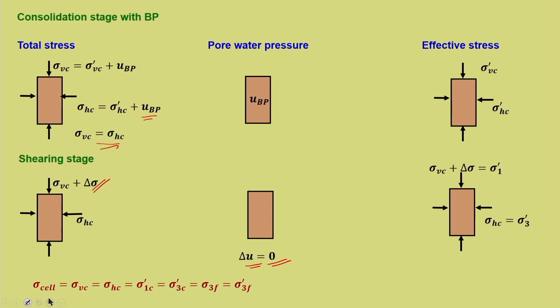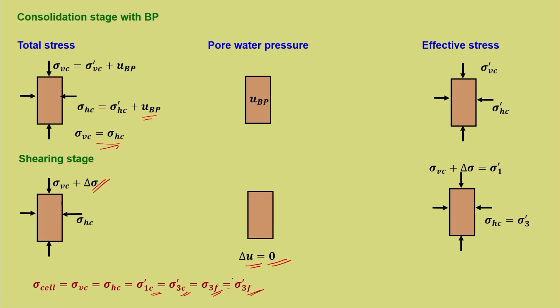And here we have sigma cell equal to sigma Vc equal to sigma Hc, which is equal to sigma 1 dash C, that is only for confinement, okay. C stands for confinement, which is equal to sigma 3 dash C equal to sigma 3 F equal to sigma 3 dash F. Please note here it is equal. Why? Because in the shearing stage there is no pore pressure.